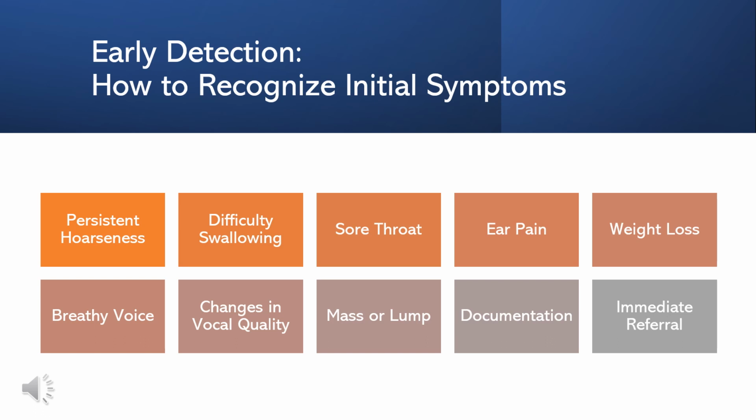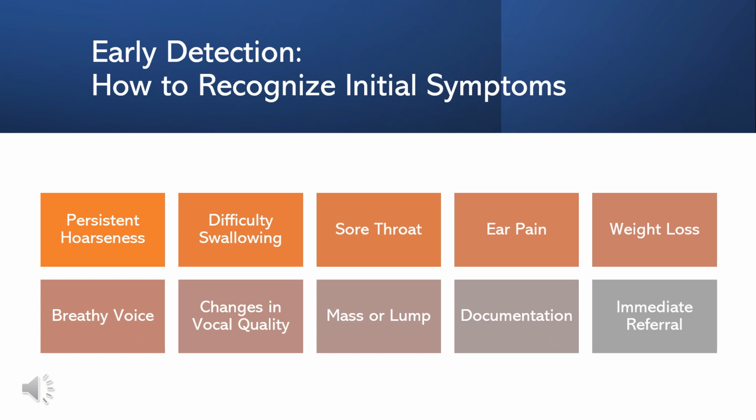During physical exams, palpate the neck area. If you detect any mass, lump, or asymmetry, it requires immediate further evaluation. Keep meticulous records of your observations and patient reports. These can be vital in tracing back the symptom onset if a diagnosis is made later.